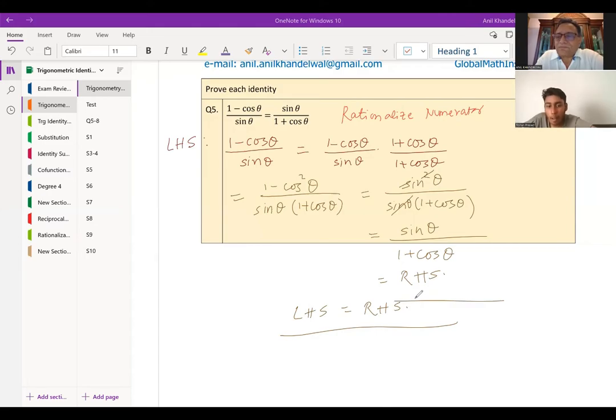Yes, sir. So we have used the concept that a plus b times a minus b is a squared minus b squared. You now know the rationalization of the numerator, simplified the terms, and got the identity proven. Perfect. Right, so let's move on and take the next example.